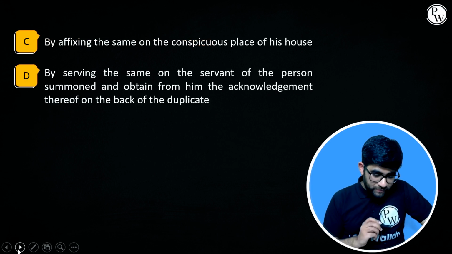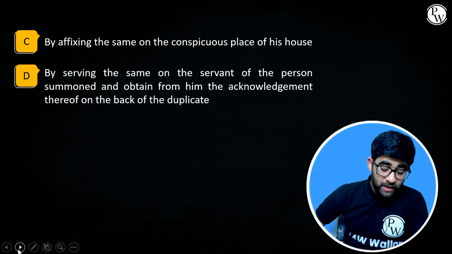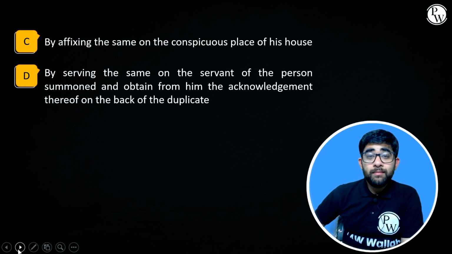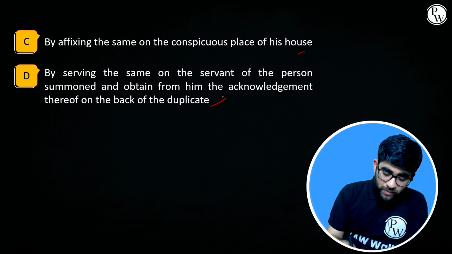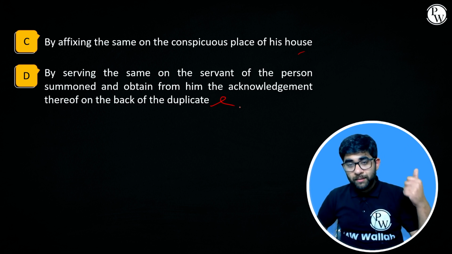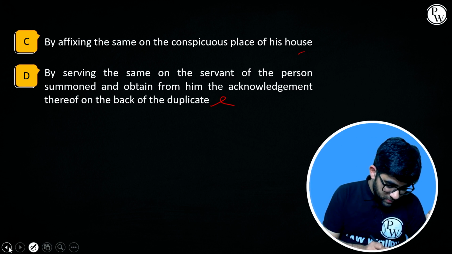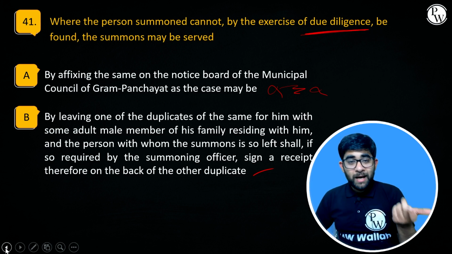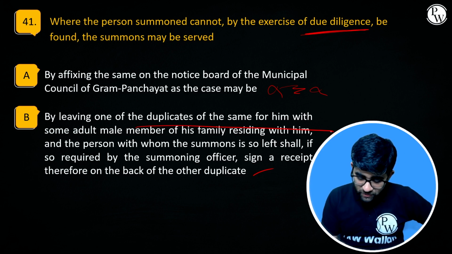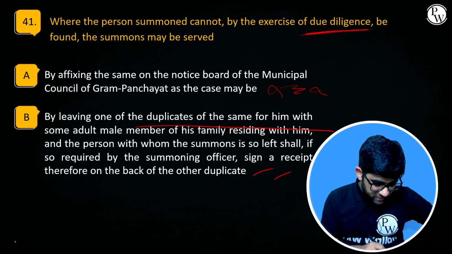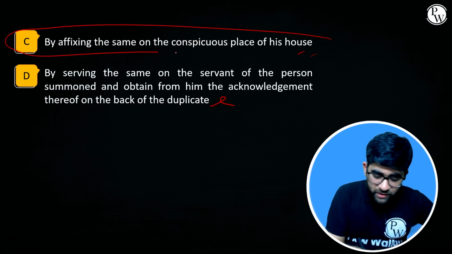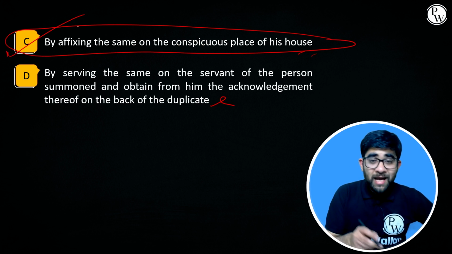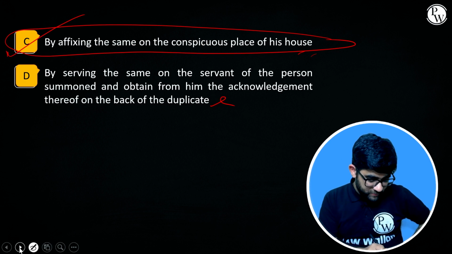This is correct in my view. 47, C: by affixing the same on the conspicuous place of his house, it can be done. By serving the same on the servant of the person summoned and obtaining from him the acknowledgement thereof on the back of the duplicate. So the summons served on the servant is not valid. Duplicates with some adult member needs consideration, and affixing also needs consideration. The closest answer is this: what is asked, the same can be affixed on his residence.